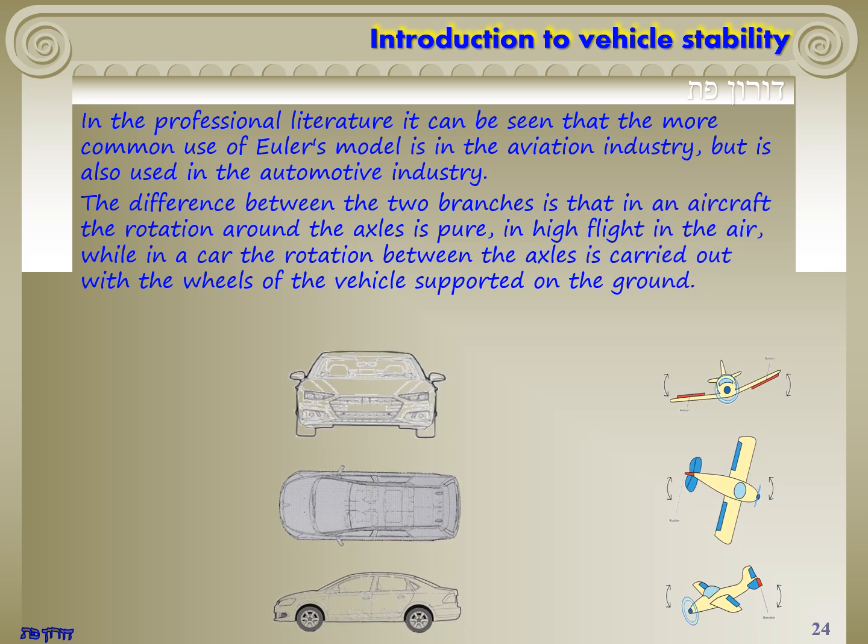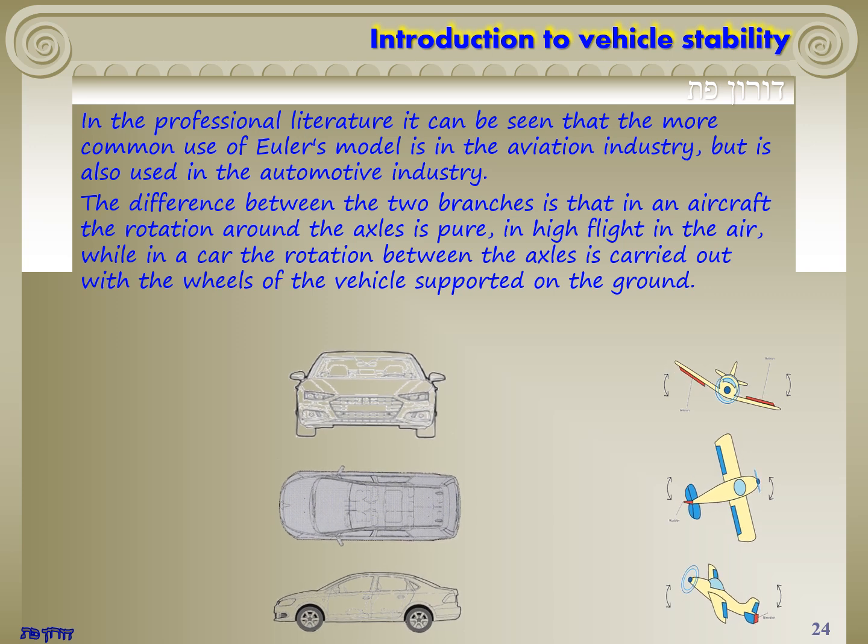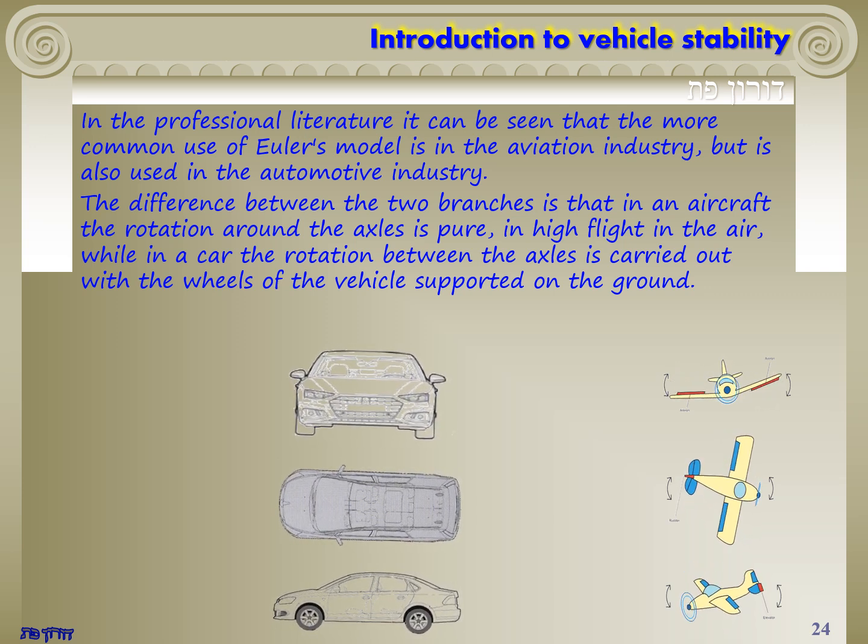The difference between the two branches is that in an aircraft the rotation around the axes is pure, in high flight in the air, while in a car the rotation between the axes is carried out with the wheels of the vehicle supported on the ground.